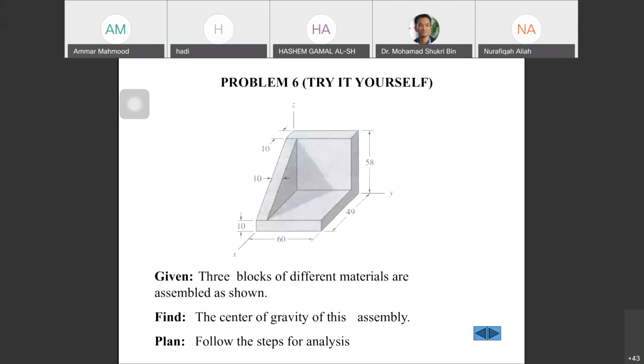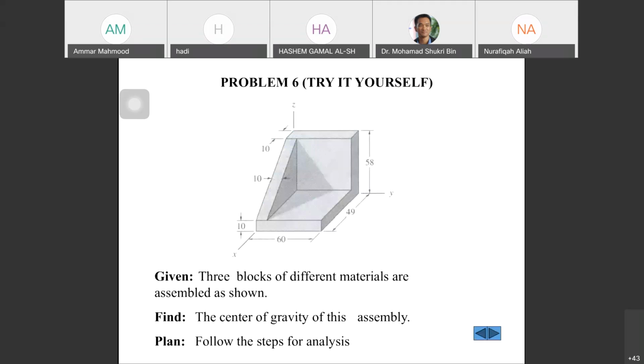Any question so far? None. Alright, I think that's all for chapter 6.